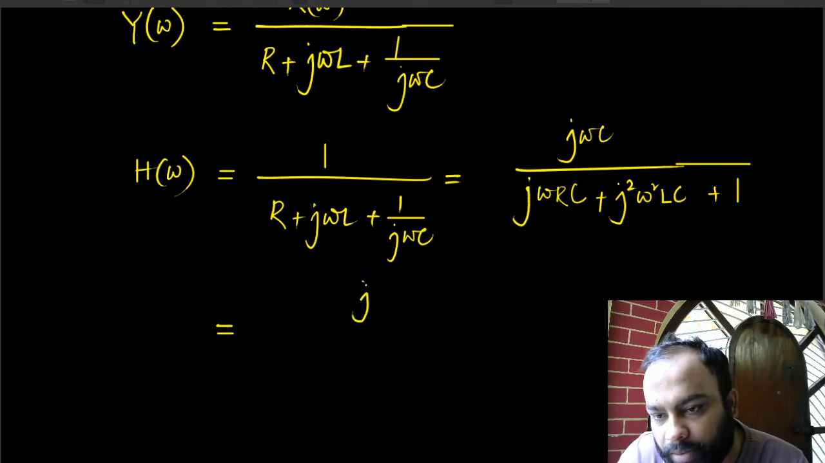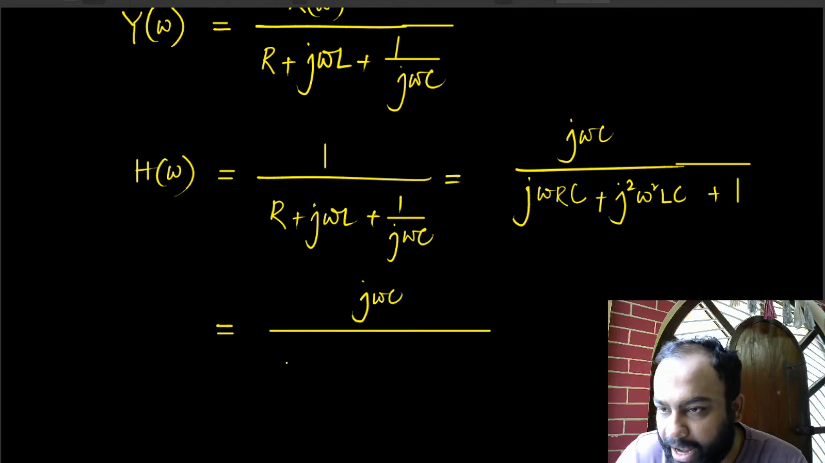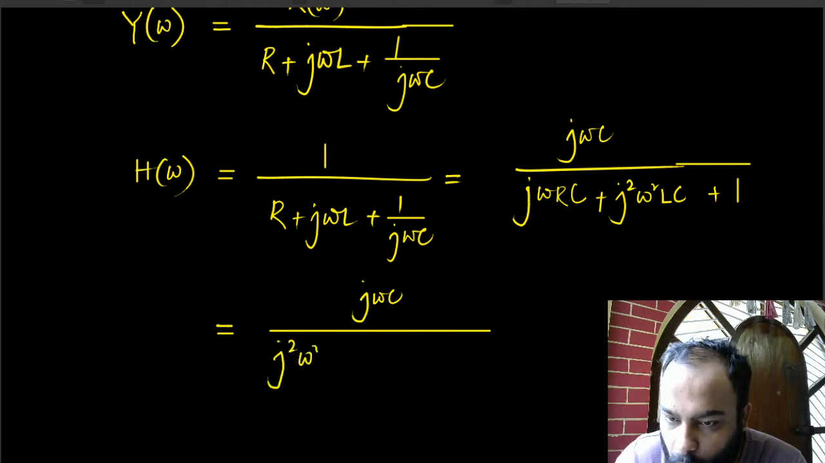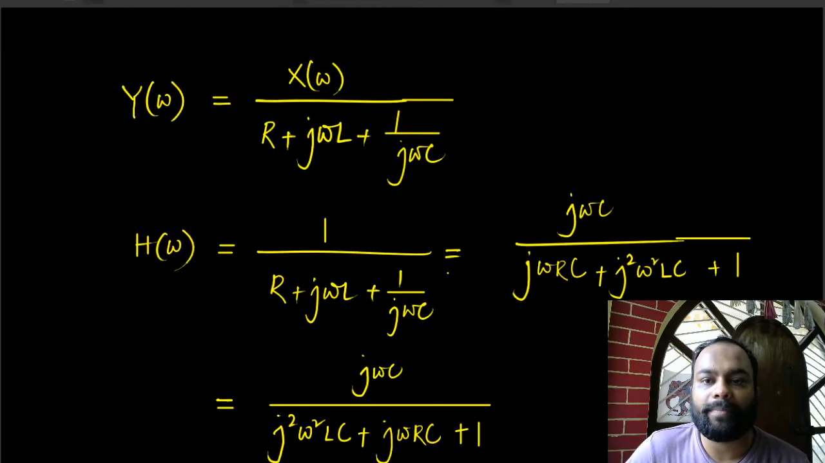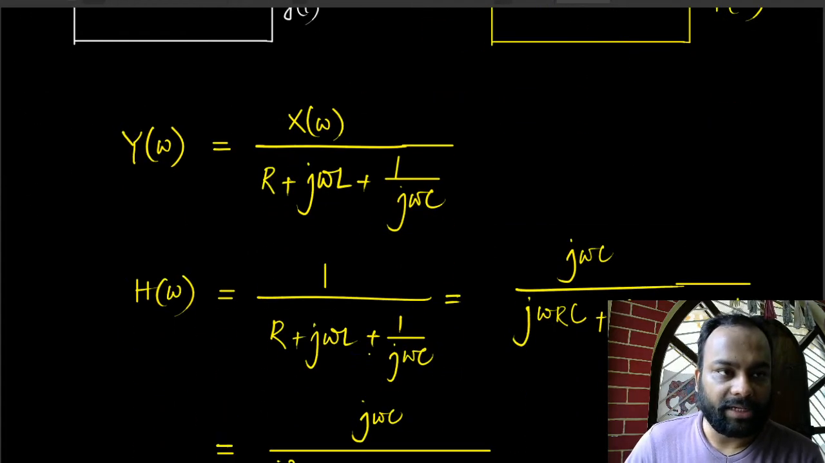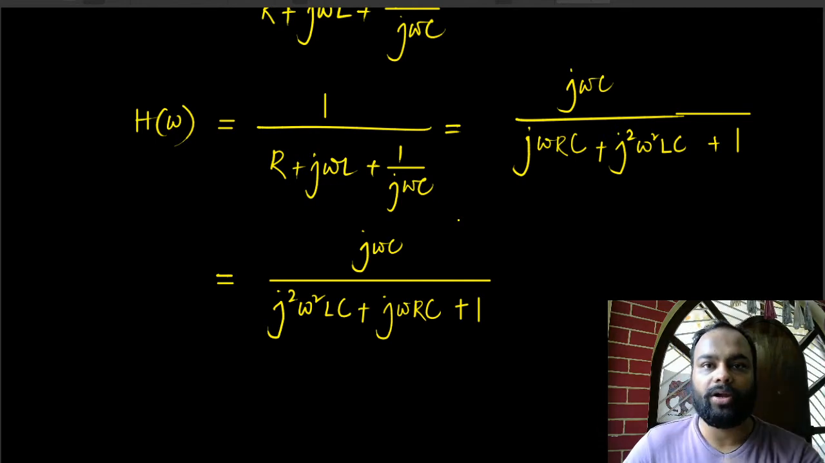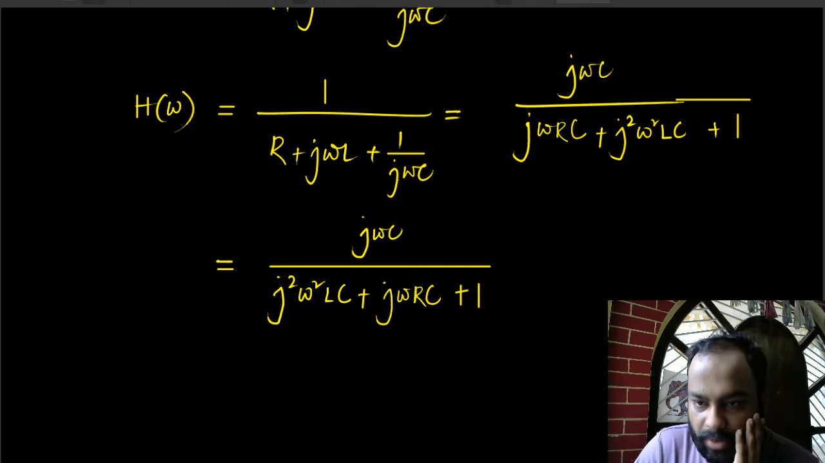So I would have j omega C over j square omega square LC plus j omega RC plus 1. That's now the frequency response of the circuit, when I'm considering the output to be the current through the entire circuit and the input to be the voltage across the entire circuit. That is fine, right? You people already know these things by heart, I believe. All right.